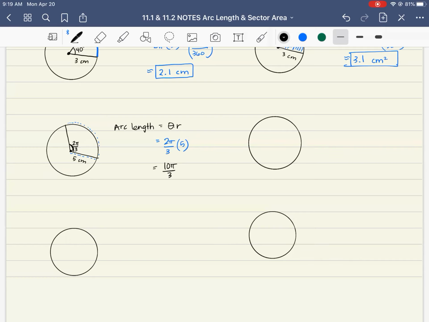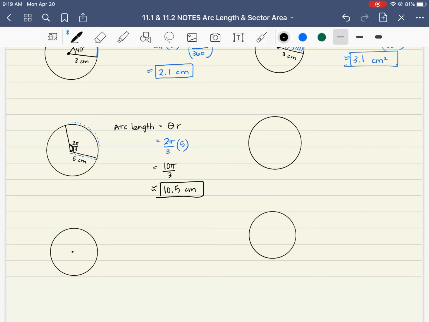So that would be the same thing as 10 pi over 3, or again, if we wanted to multiply this out and approximate it, then we would multiply 10 times pi, and then we would divide that by 3, and that gives us approximately 10.5 centimeters would be the length of that guy right here.